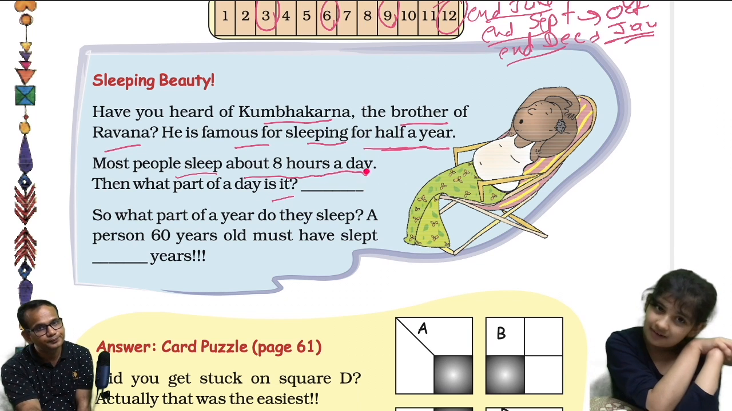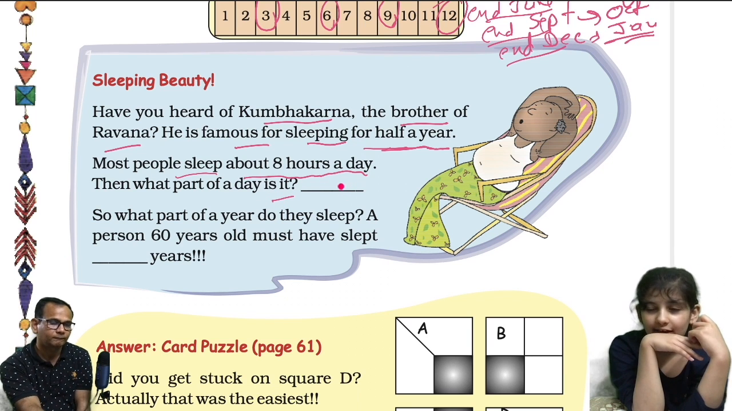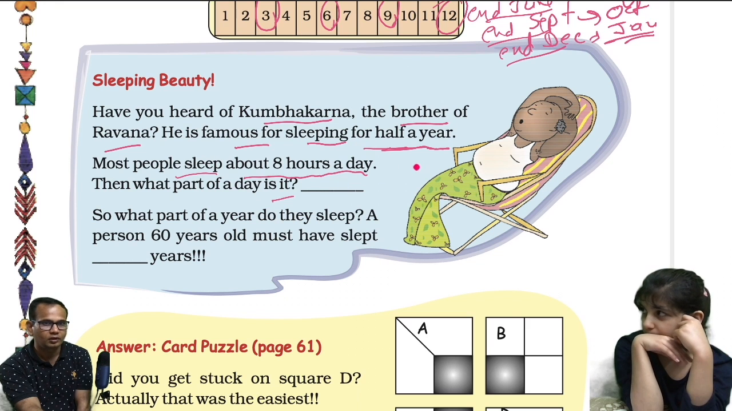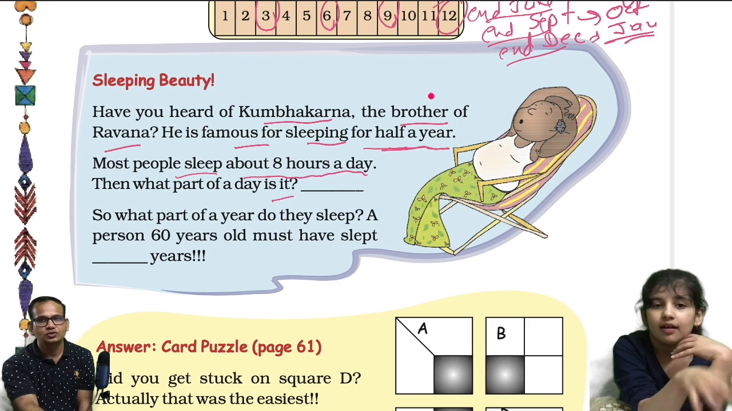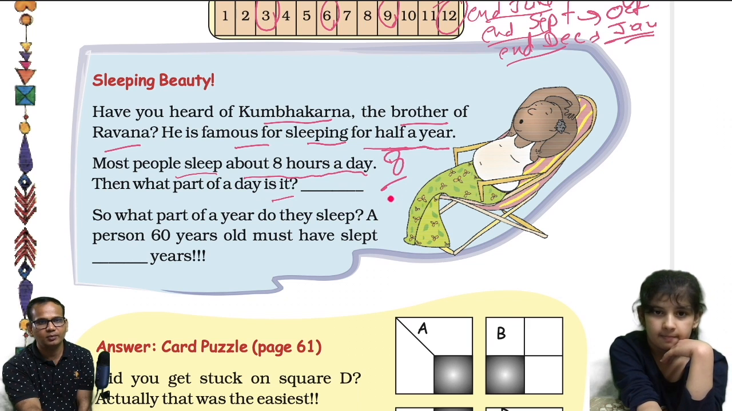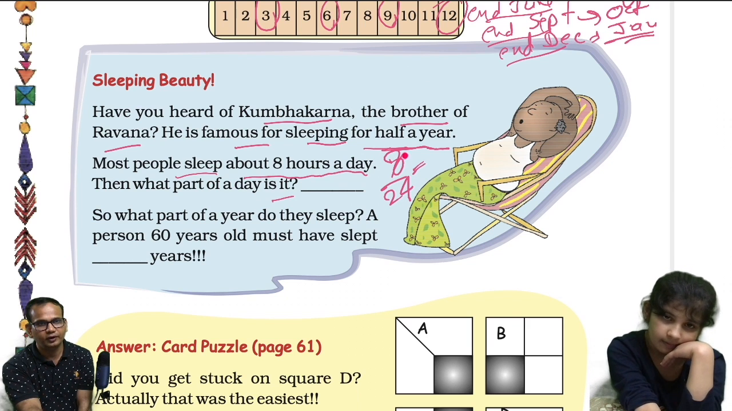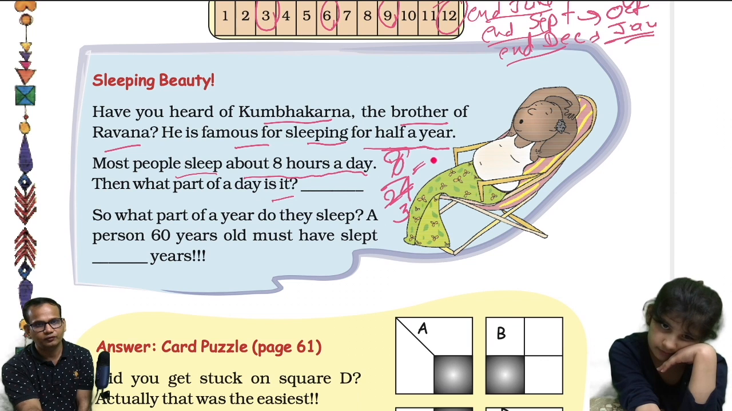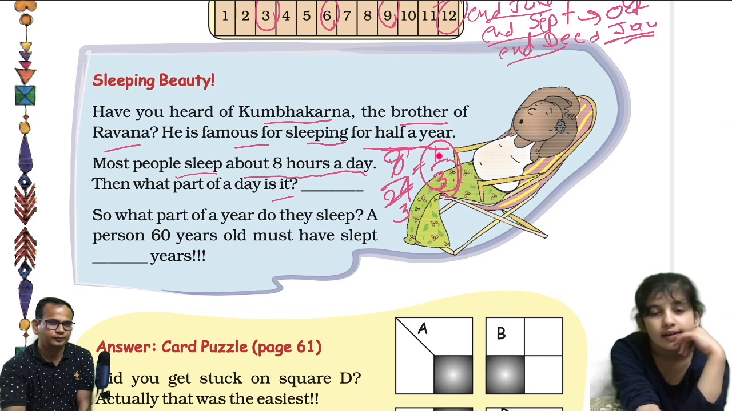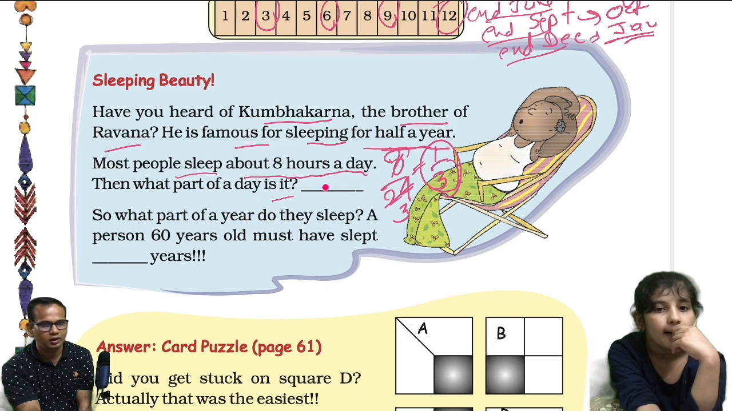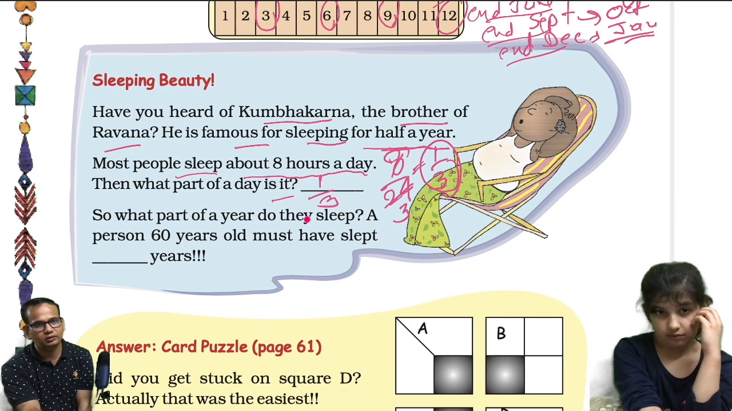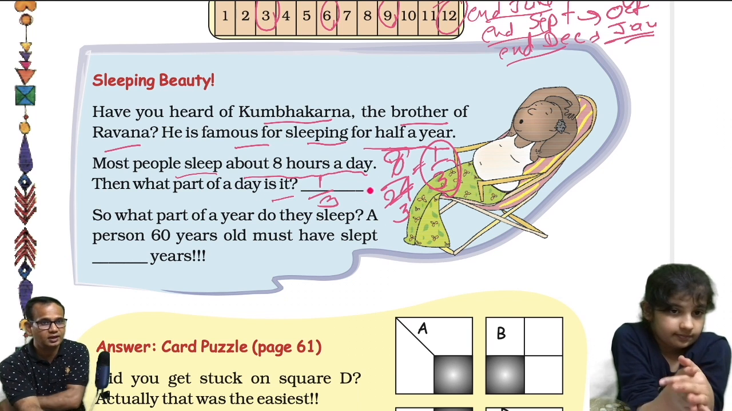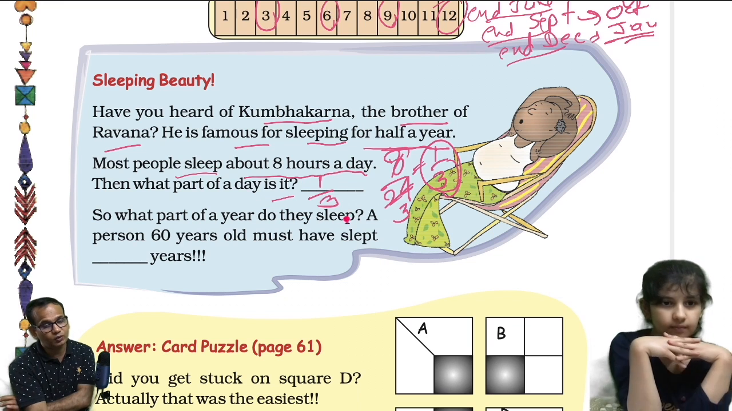Tell me, Havisha. It will be 8 by 24. You are right. 8 by 24, so 8 ones are 8, 8 threes are 24. So 1/3. We calculated this earlier, Havisha, in the previous video. Yes, 1/3, but we can also write 8 by 24. We should say what part of a day means 1/3 of a day.